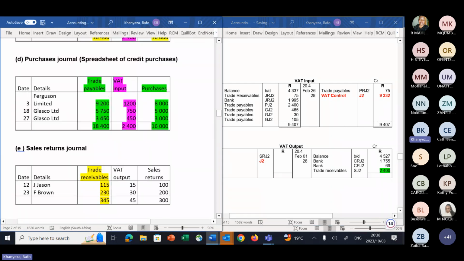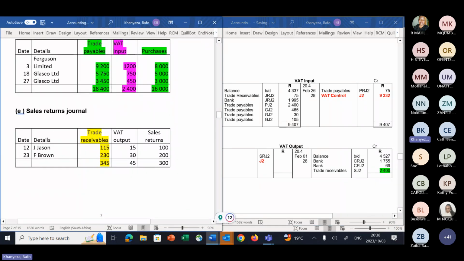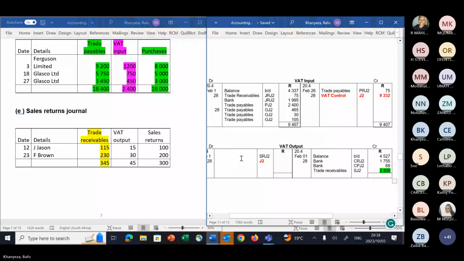Then let's look for another VAT output. Here it is on sales return. Another VAT output on sales return. It's 45. So, excuse me, sales return are an expense. So when customers return things, it means we need to reduce the VAT that we are owing SARS. So that's why it's a trade receivables. 45.